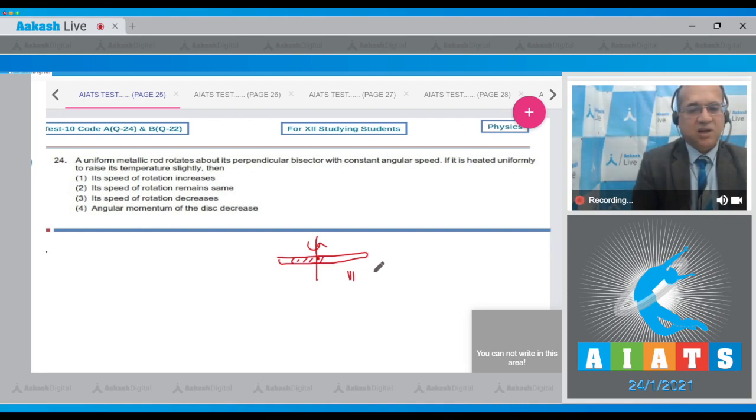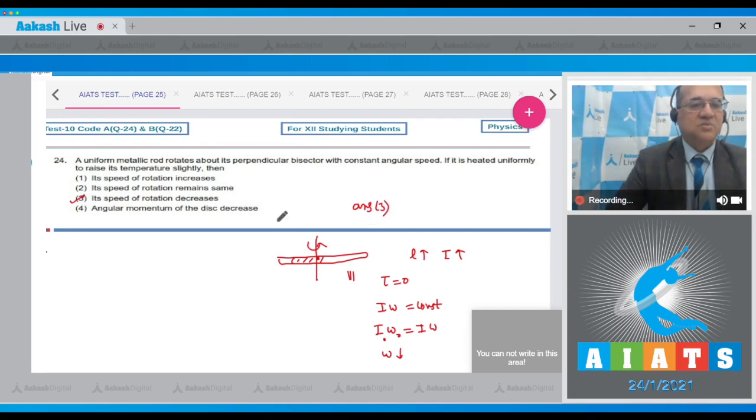As you give it heat, it expands. So as it expands, its length will increase, so its moment of inertia will increase. Now as the torque acting is equal to 0, I omega should remain constant. If this is the initial I, now in this case I has gone up, therefore omega should decrease. So its angular speed decreases. So the answer to this question is option 3.